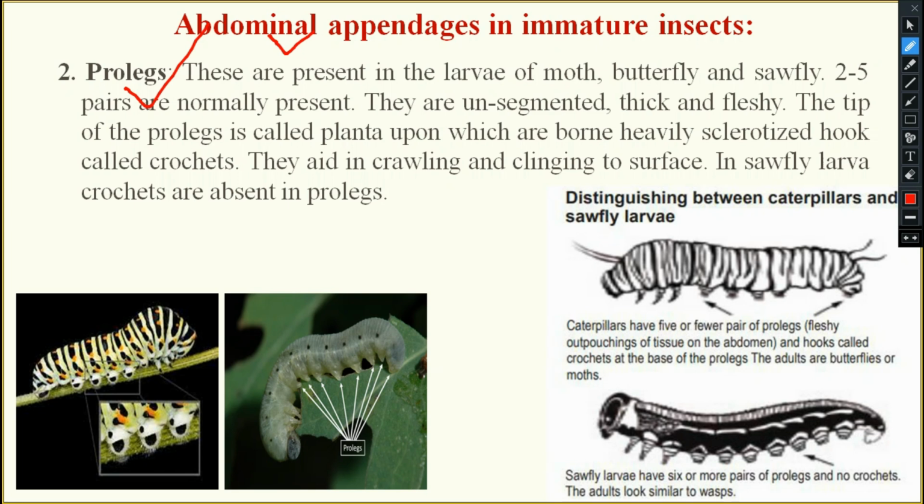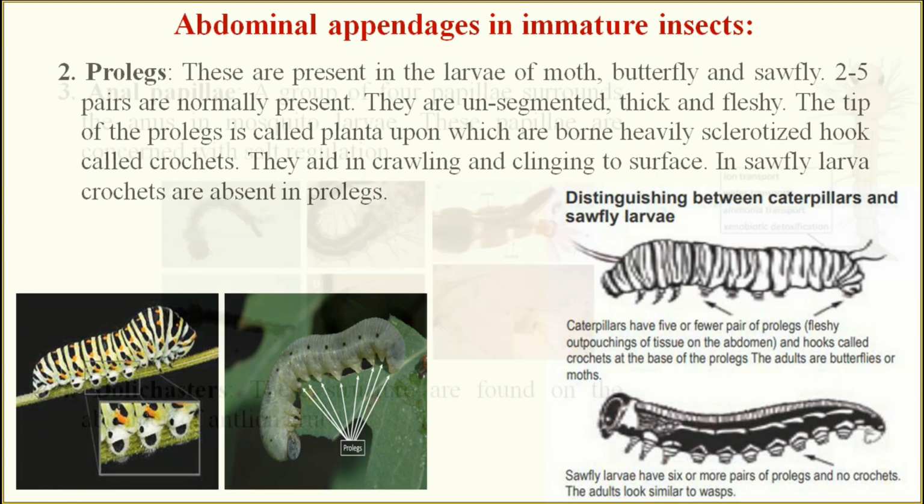Some modifications are there. We will discuss them in the types of larva. Clear? Yes or no? Yes, sir. In case of sawfly, 7 to 8 pairs are there. In the first abdominal segments, up to whatever the number, up to that they will be there.